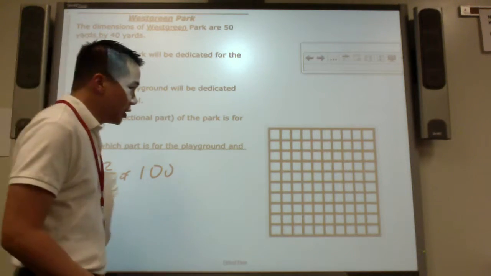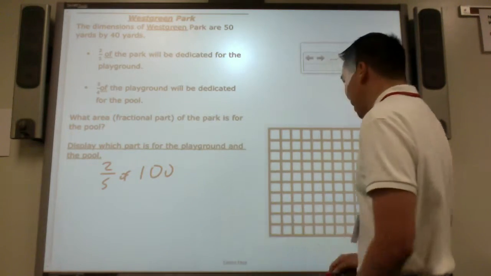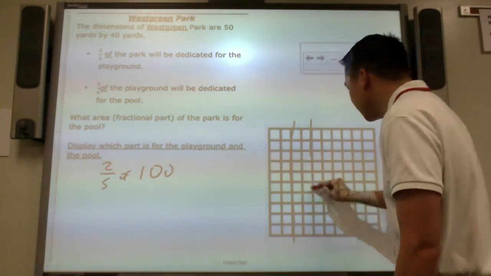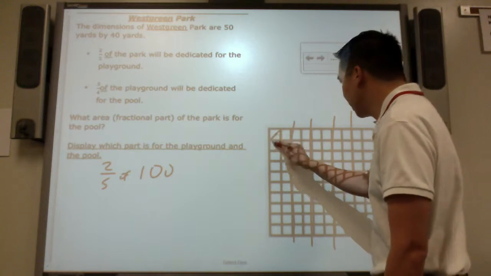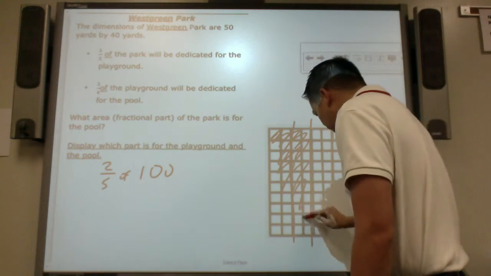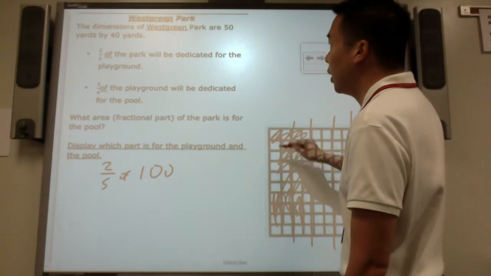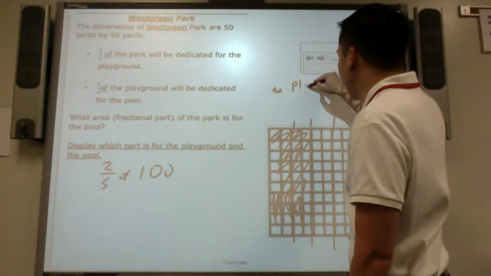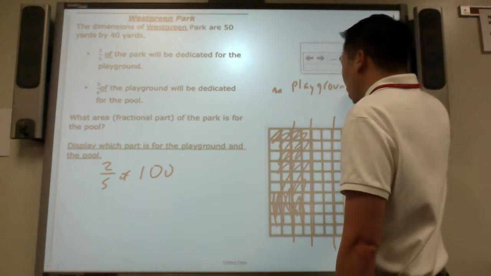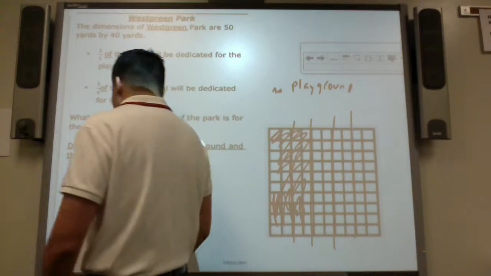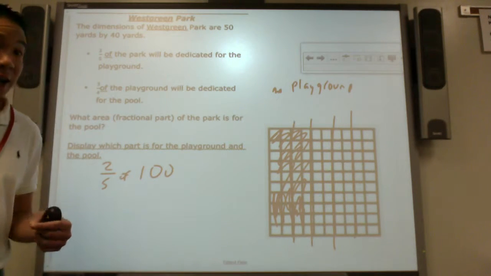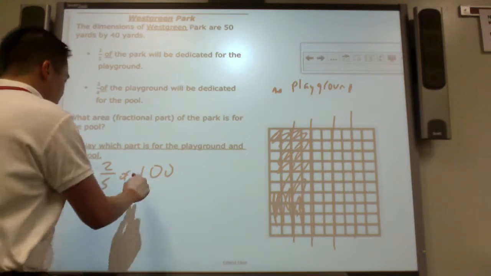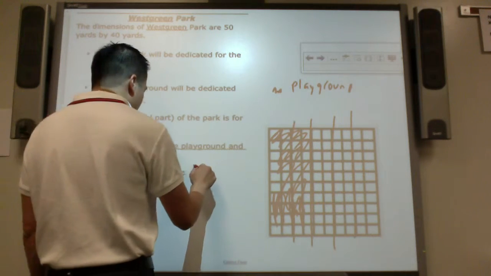Another way I can do it is I can break this into 5 sections. So 2 of the 5 are dedicated to the playground; the red represents the playground. Or I could do my mathematics. I could do 100 groups of 2/5. I'm not going to add 2/5 100 times. So let's multiply. That's 200.